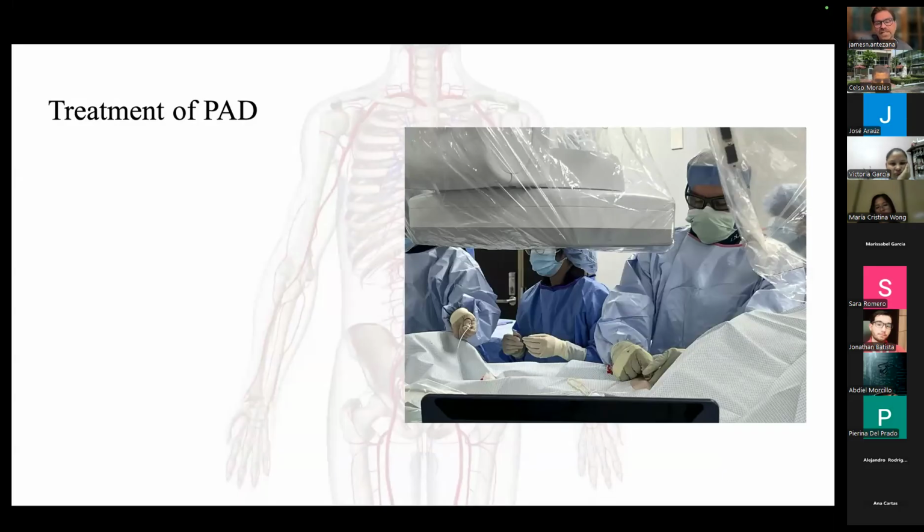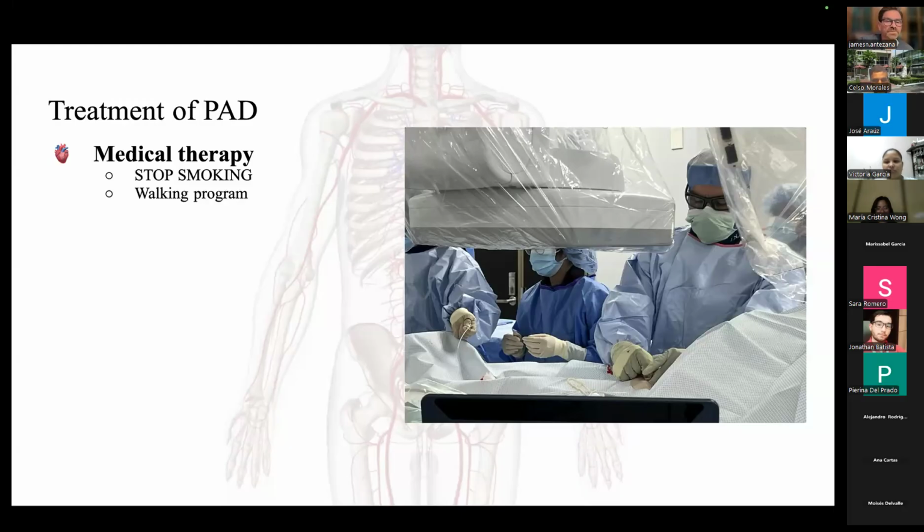The treatment of PAD in our world is in the endovascular suite, and this is a recent picture of us performing a procedure on a patient for PAD. The first line of therapy is not what you're seeing in the picture. It's medical therapy. It's stop smoking, walking program, pharmacological therapy, use of Pletal, which helps patients with claudication, and we'll talk about that in more detail.